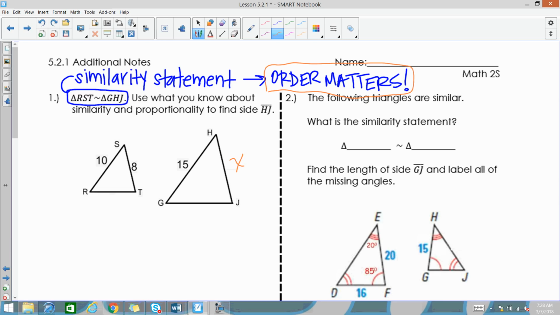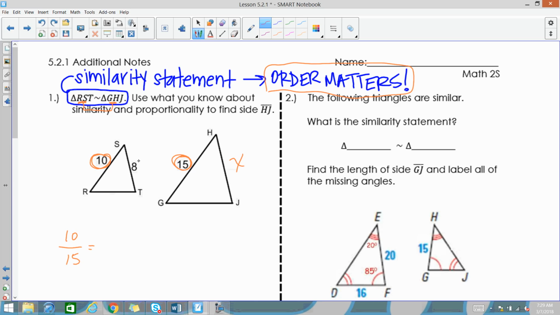So what you're going to do is you're going to start and you're going to say, all right, the side RS or 10 must match up with what other side? So what I do is I look at my similarity statement, and RS is the first two letters. That means it must correspond with GH, the first two letters, which is 15. And what I'm going to do is I'm going to set up a ratio, 10 over 15. Now, some kids are like, I want to set it up 15 over 10. It doesn't matter. You just need to put them in the same order for the second set of ratios. So I just matched up RS and GH as corresponding sides.